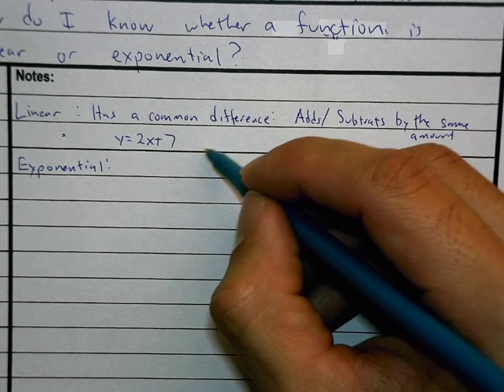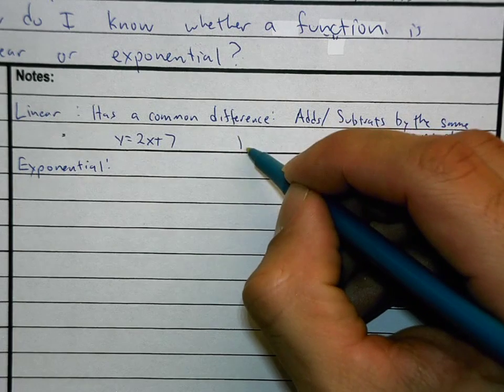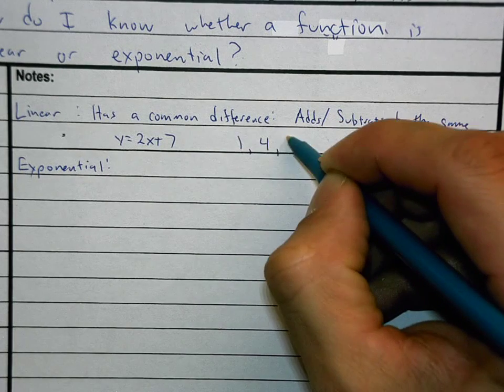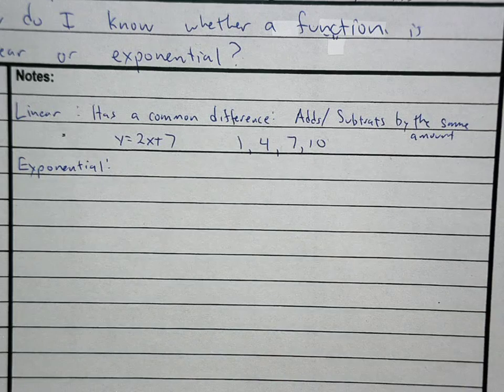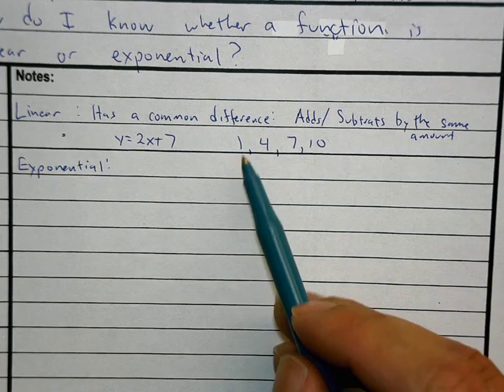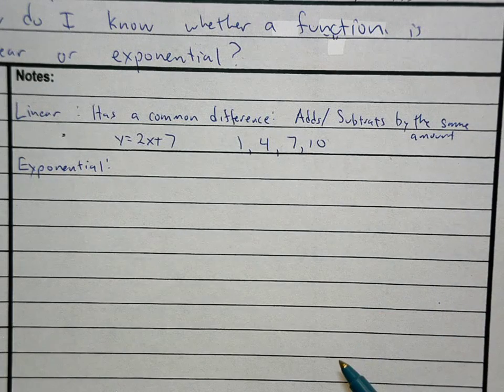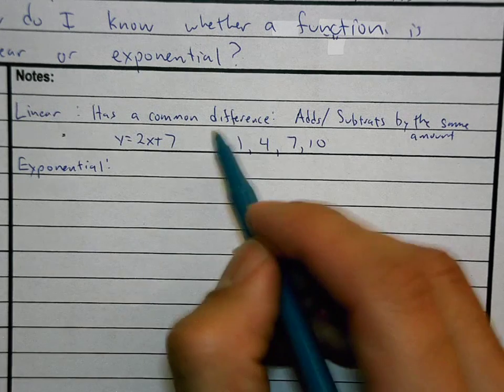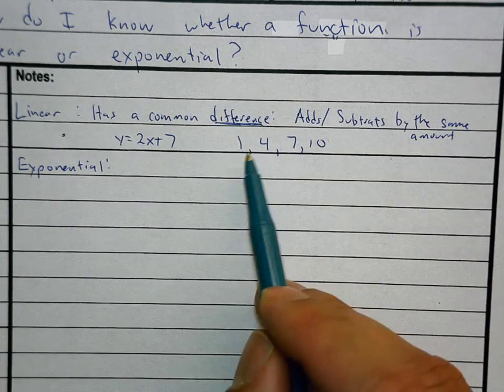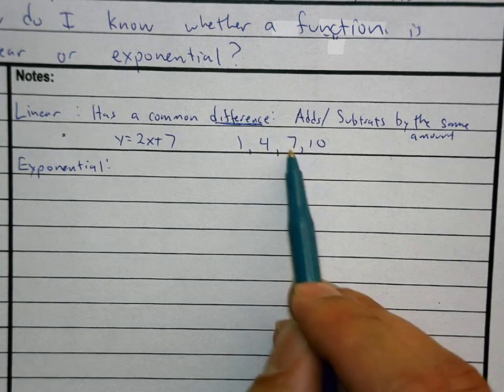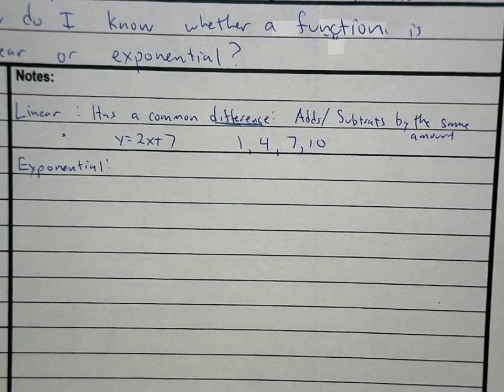If I have a sequence of numbers like 1, 4, 7, 10, if you look at those numbers, they have a common difference. They add the same amount every single time. It's linear.